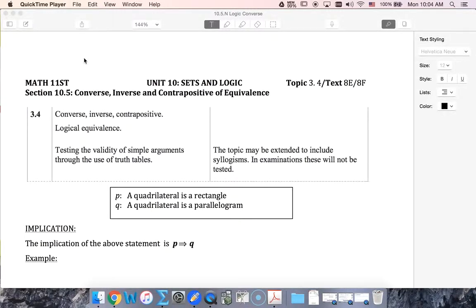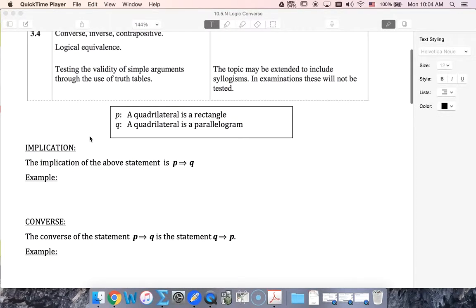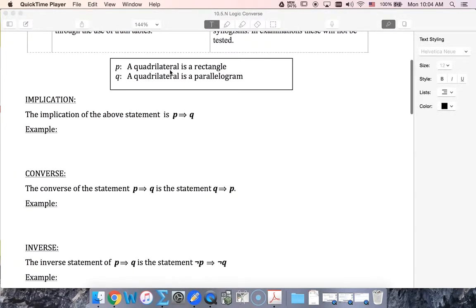All right, in this video, we're looking at converse, inverse, and contrapositive. So converse, inverse, and contrapositive are all built from an implication. So remember, we saw implications were if-then statements. So if we have a quadrilateral is a rectangle and a quadrilateral is a parallelogram, then the implication is if a quadrilateral is a rectangle, then the quadrilateral is a parallelogram, would be our example.